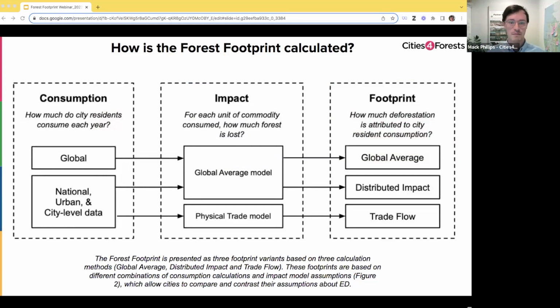Of course, this gets much more complex the further you get down into it, and this complexity is really useful because you'll notice here that the footprint is broken down into three footprint variants, and these are averaged to give a single figure for ease of communication and comprehension. These are separate because they represent different assumptions associated with both the consumption of these commodities and the attribution of these commodities to deforestation, which are really important to understand the nuances of the city's impact on tropical forest.